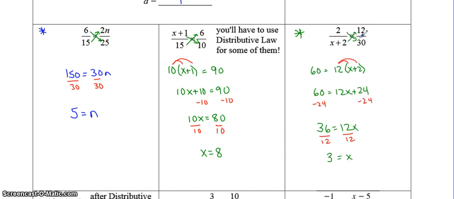Okay, again, welcome back. Left side, 2 times 30 is 60. On the right side, you have 12 times x plus 2. Using the distributive property, that gives you 12x plus 24. Subtract 24 from both sides, then divide both sides by 12.